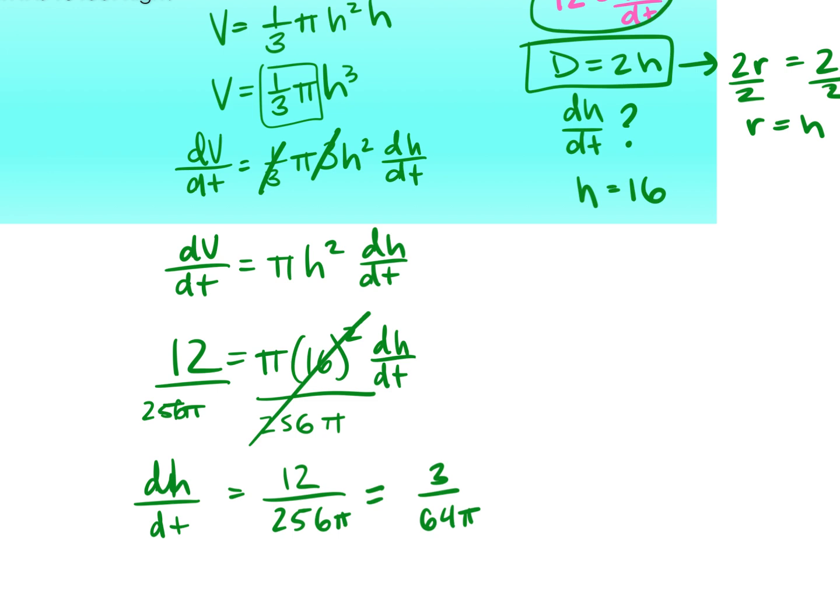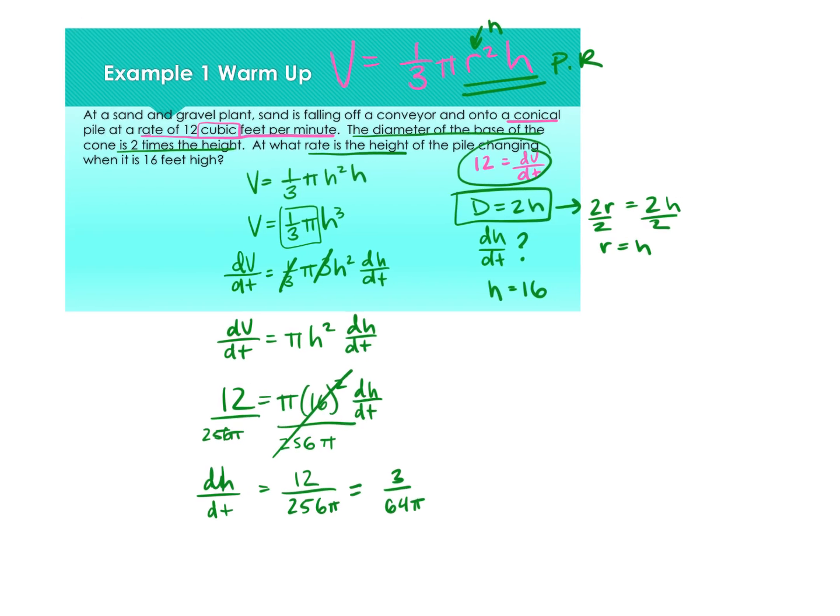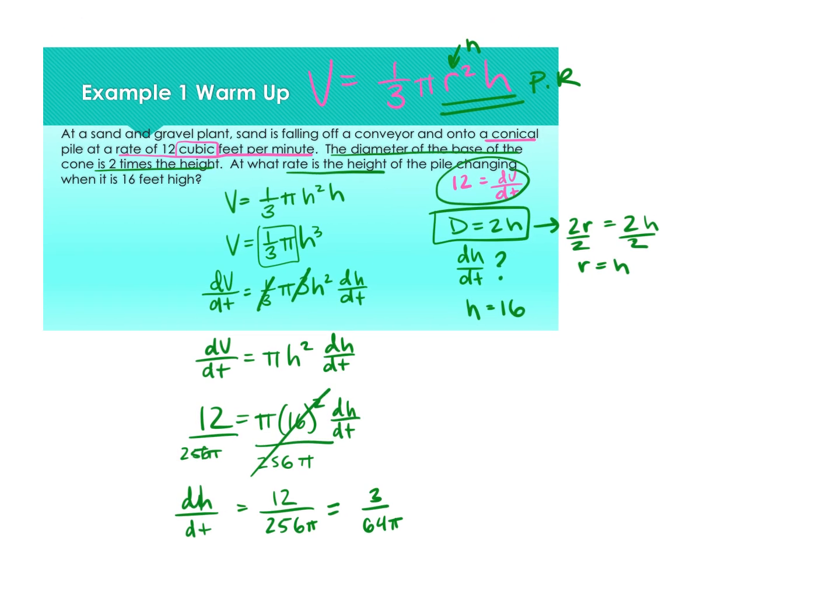If you had two different variables that you're multiplying, you'd need to do the product rule. Here we just have one variable, which was just h, so we just take the derivative.